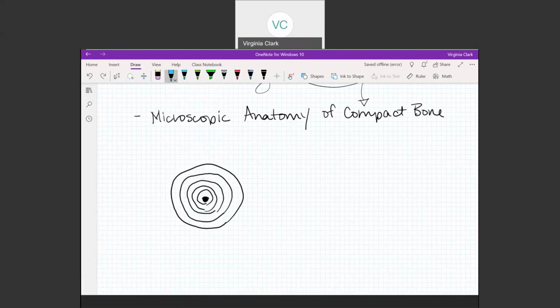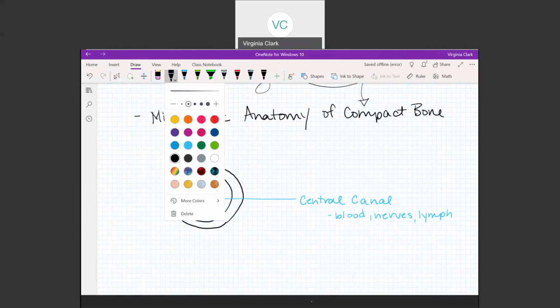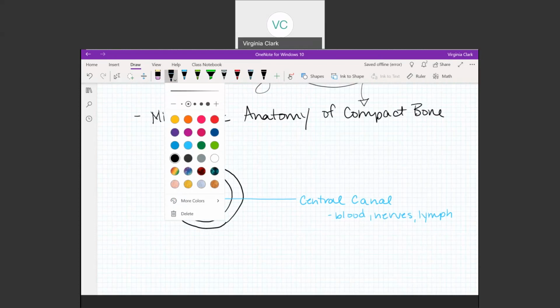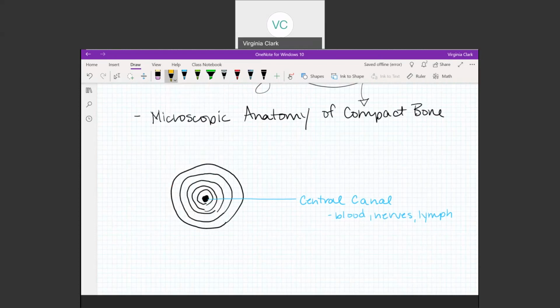So this right here is going to be your central canal. And your central canal is where you will have blood vessels, you will have nerves, and you will have lymph connections, so your lymph vessels. So the central canal is going to be the center of your tree trunk. It's going to be this canal that is hollow down the center, but it will be filled with blood vessels, lymph, and nerve system.